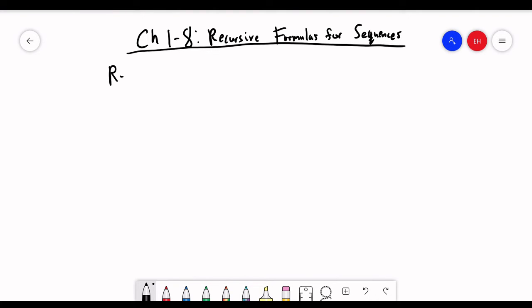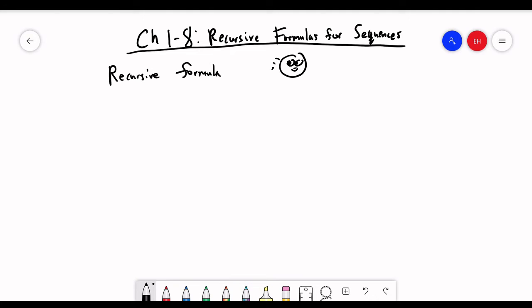Algebra II students, we are back with another section. This one is Chapter 1.8, Recursive Formulas for Sequences. Now, you might be asking yourself, what is a recursive formula? Yes, I had the same question.